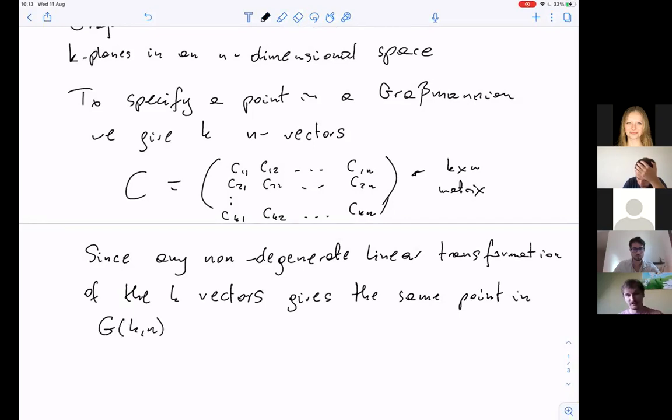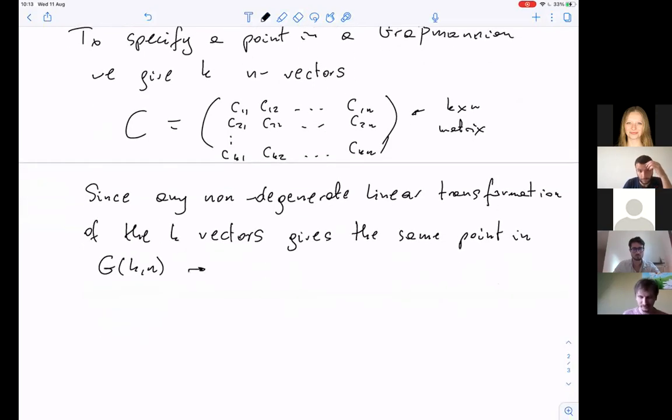I need to remove this redundancy. So I need to just remove this GLK redundancy. Okay, so how do I do that?